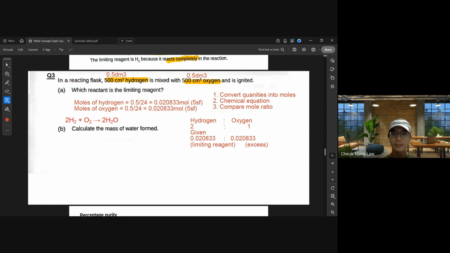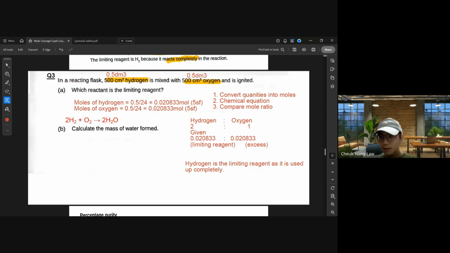So in my final statement, hydrogen is the limiting reagent as it is used up completely. Hydrogen is the limiting reagent because it is used up completely. After the reaction, there will still be excess oxygen remaining, so hydrogen is the limiting reagent.